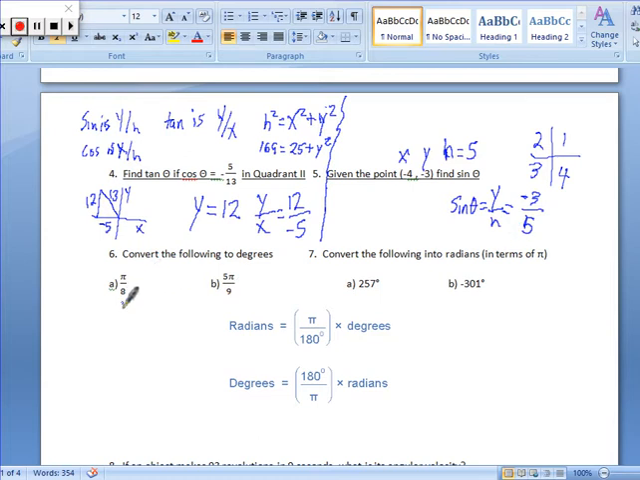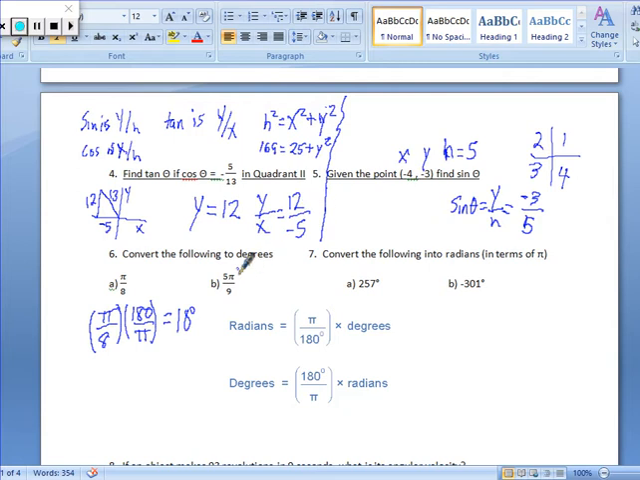You could always plug these in your calculators. I kind of do them by hand now, but if you put this in the calculator and you have to use parentheses, you're going to get pi over 8 in one parentheses, and in the other parentheses, you're going to do 180 over pi. You plug that in the calculator, you're going to get 10 degrees.